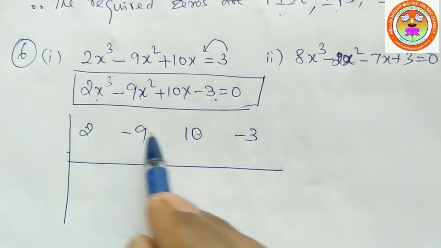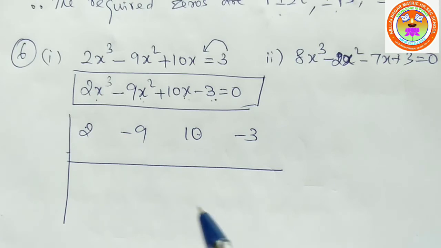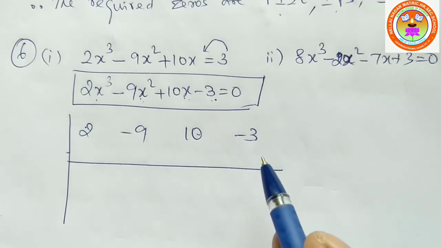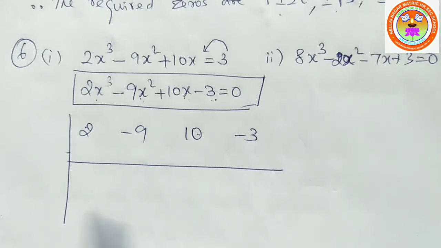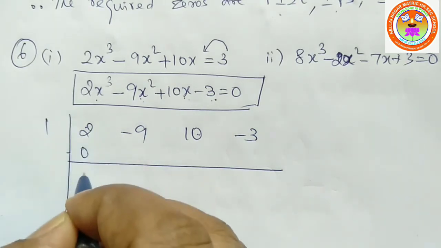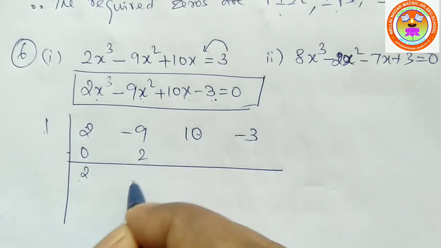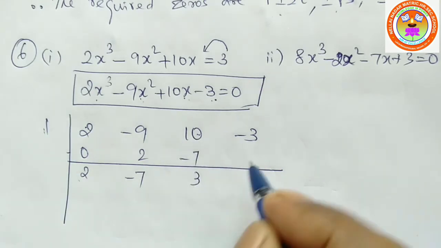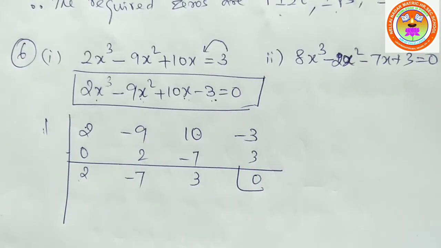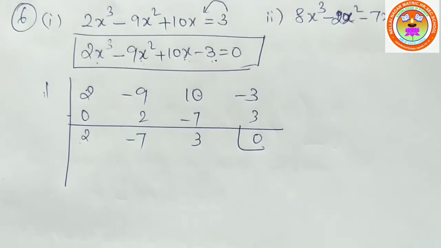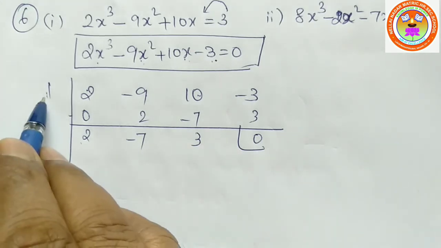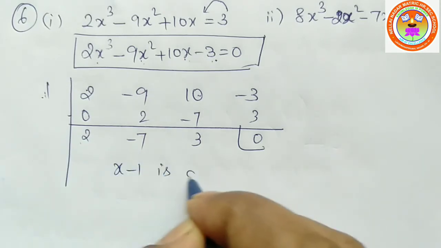See, 12 minus 12. So the sum of these coefficients is 0, which means x minus 1 is a factor. X minus 1 is a factor means we can put 1 here, right? 0. Here we have to add: 2 ones are 2, remaining is minus 7. 7 ones are minus 7, balance 3. 1, 3 is 3, remainder 0. So x minus 1 is a factor.